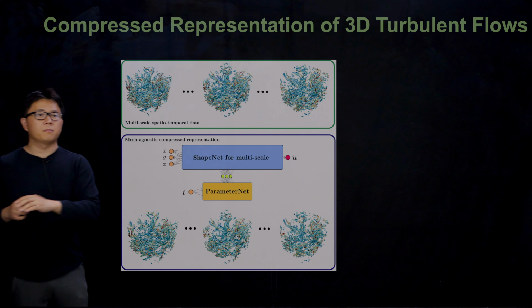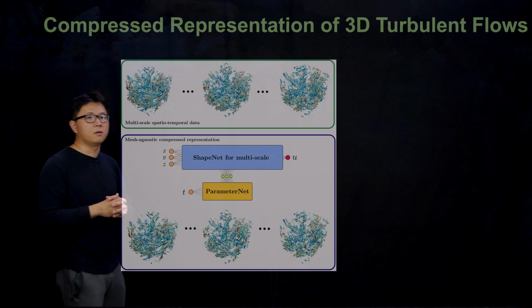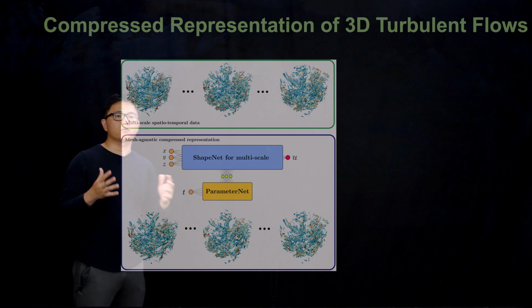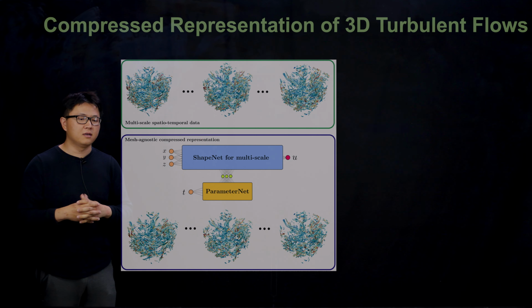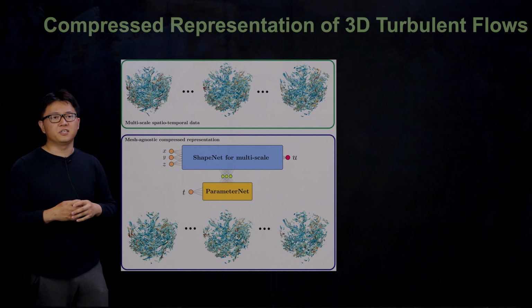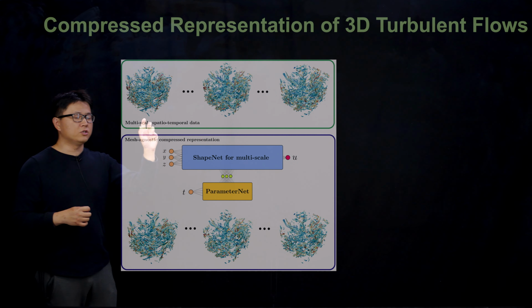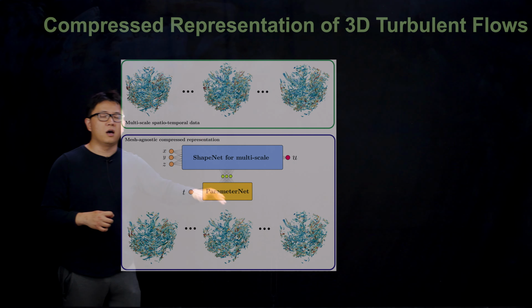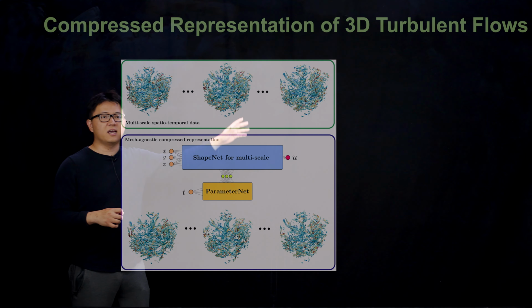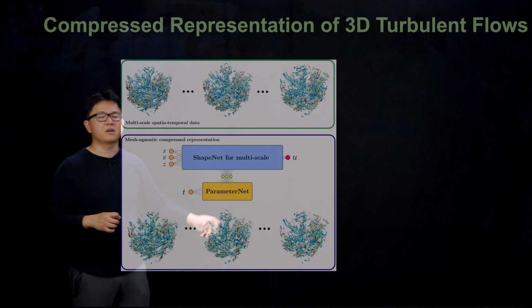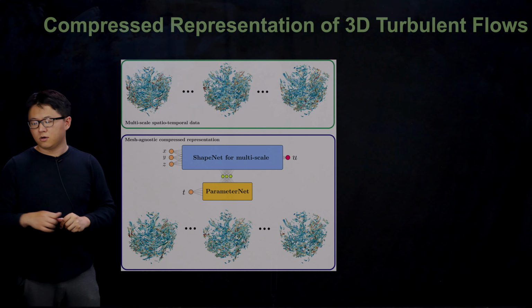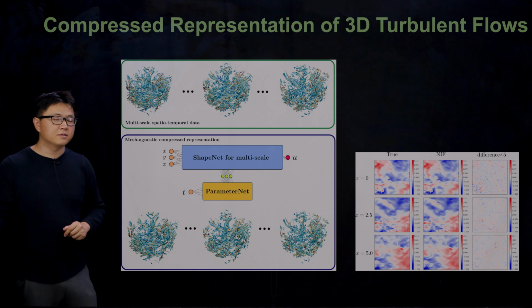Okay, so the next thing I want to talk about is compressed representation of 3D turbulent flows. So the task is actually pretty simple. Let's say you have a 3D snapshot of homogeneous isotropic turbulence. Now the goal is to say, hey, how about training the NIF architectures on this data set, and basically you perform a kind of compression. Okay, so let's see how it works.